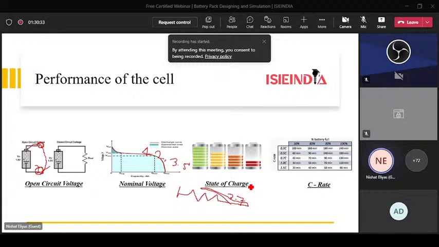But in the case of the laboratory where the cells are being fabricated, these things are calculated using some formulas. So going ahead.